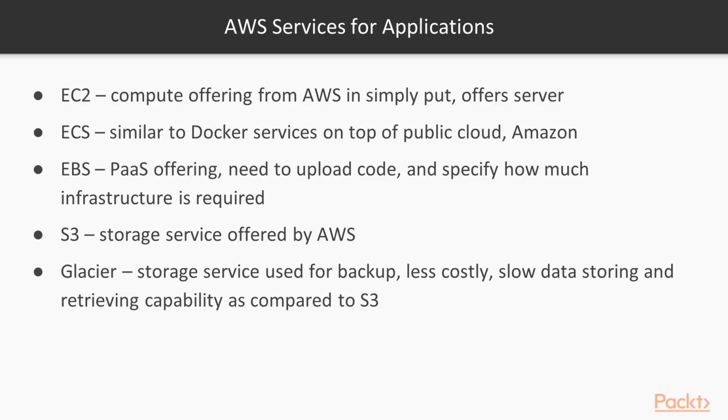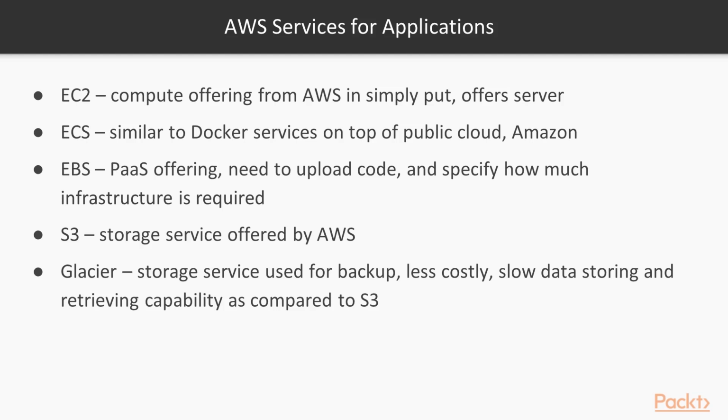Some of the commonly used AWS services for applications are EC2, Elastic Compute Cloud. This is a compute offering from AWS, which, simply put, offers a server. ECS, Elastic Container Service. This is similar to the Docker services on top of a public cloud, that is, Amazon. It manages Docker on top of an EC2 machine only. Instead of creating a Docker cluster on premises, you can easily set it up in the Amazon cloud within a few minutes, and with less overhead. EBS, Elastic Beanstalk. This is a PaaS offering, where you just need to upload your code and specify how much infrastructure, basically app server EC2, is required. EBS will take care of creating the machines and deploy the code on it as well.